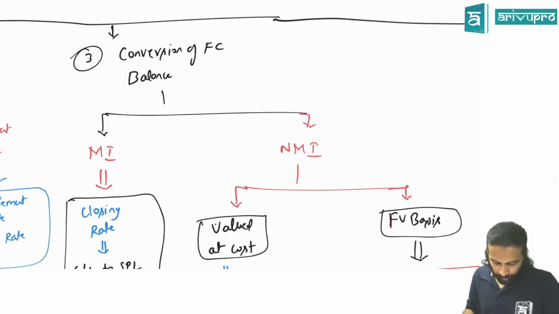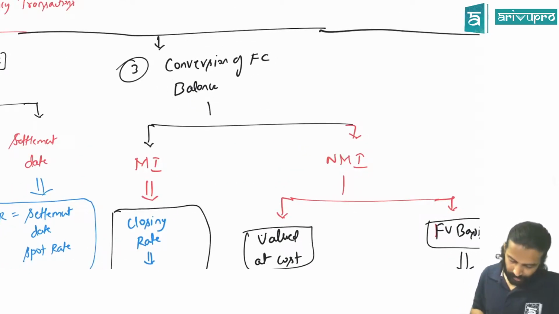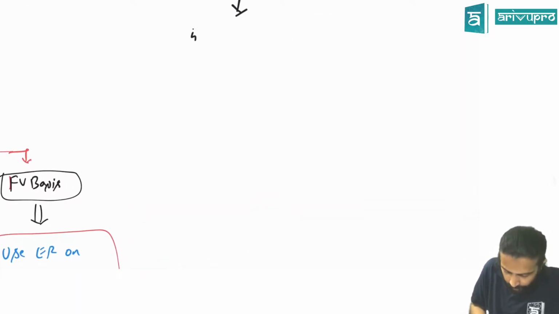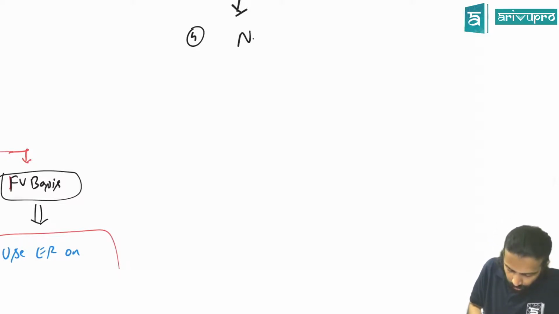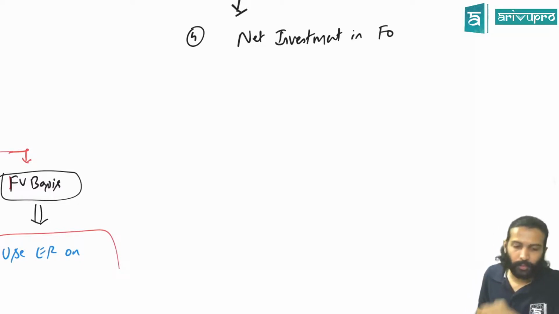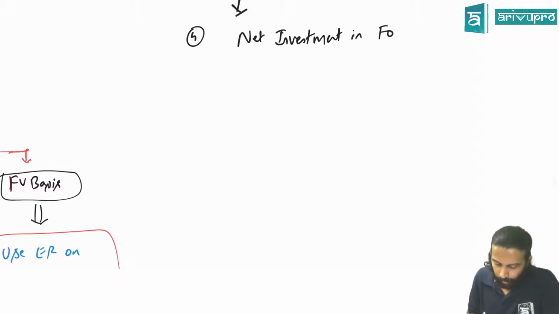Next you write the fourth point. The third point was conversion of foreign currency balance. The fourth one you can write is net investment in foreign operation. This chart might get a little big, so if you want, you can make a separate chart for this altogether, if you have a space problem in your notebook.